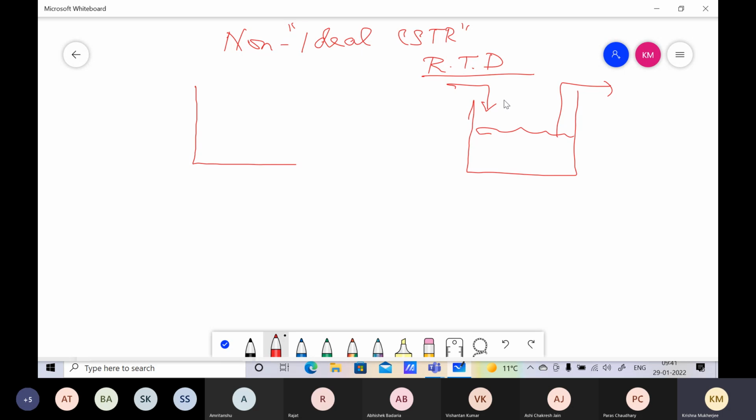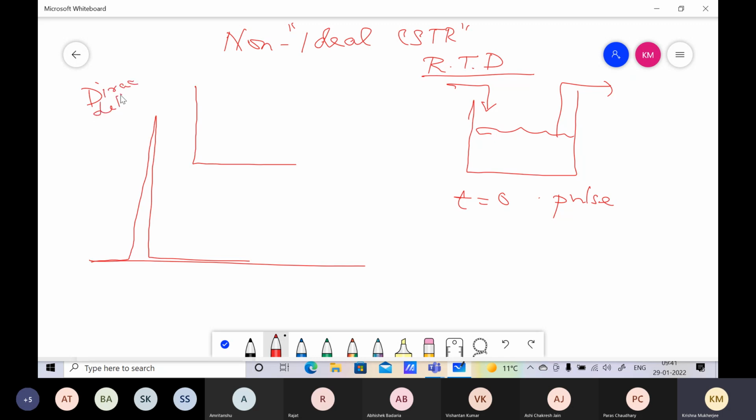At this point, if I give a pulse at time t equal to 0, a pulse is essentially a Dirac delta function. It is 0 at all points, and at one point it is infinity, which is of course not practically true. This function in the limit is the Dirac delta function.